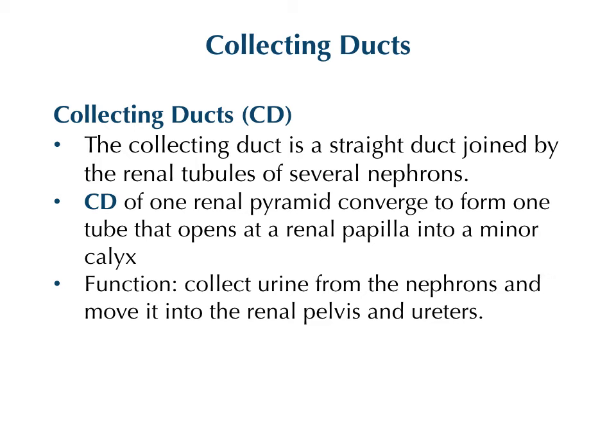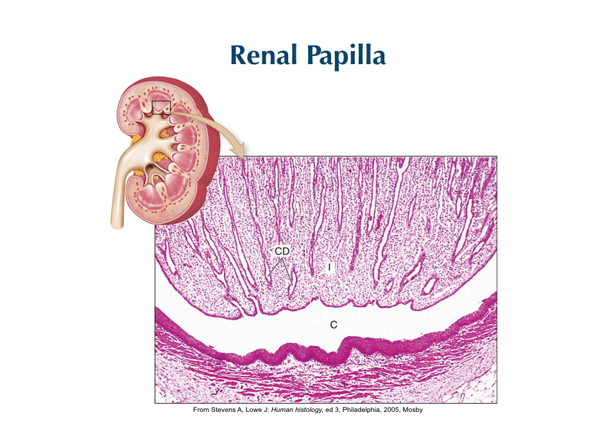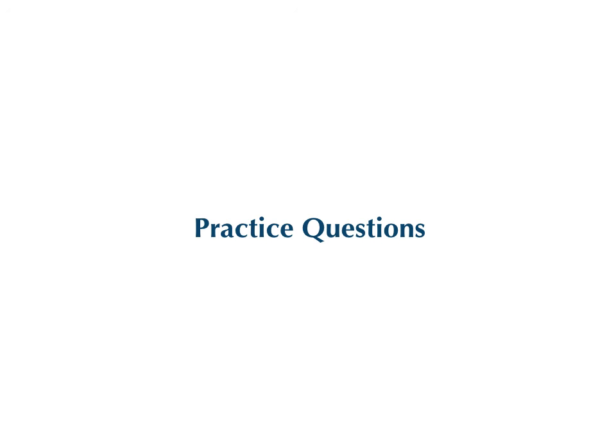The collecting duct will receive the renal tubules of several nephrons, and the collecting ducts of one renal pyramid converge to form one tube that opens at the renal papilla into a minor calyx. The function is generally for the collecting duct to collect the urine from the nephrons and move it into the renal pelvis and ureters. Here we see the renal papilla that is full of all those collecting ducts that are converging to have the urine collect and drain into the minor calyx.